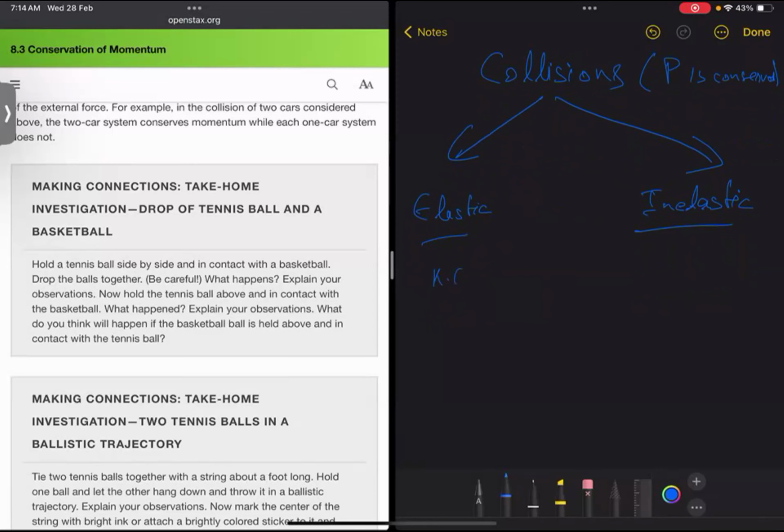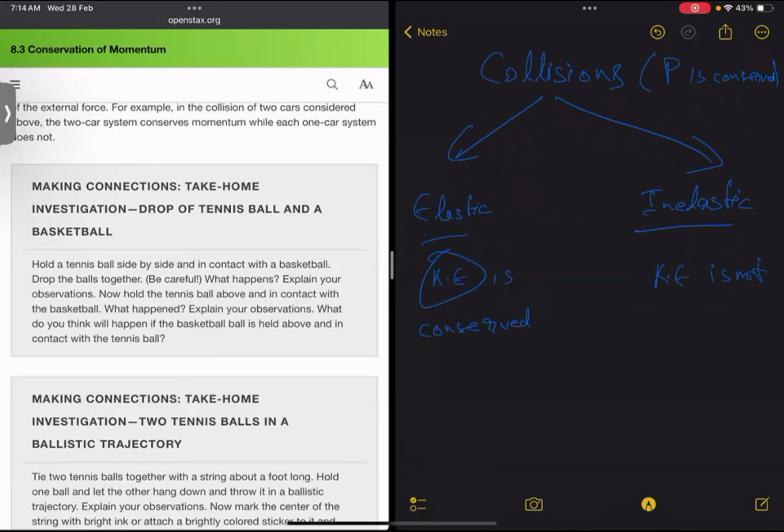Kinetic energy is conserved in the elastic collision. Is that making sense? And kinetic energy is not conserved in the inelastic collisions.